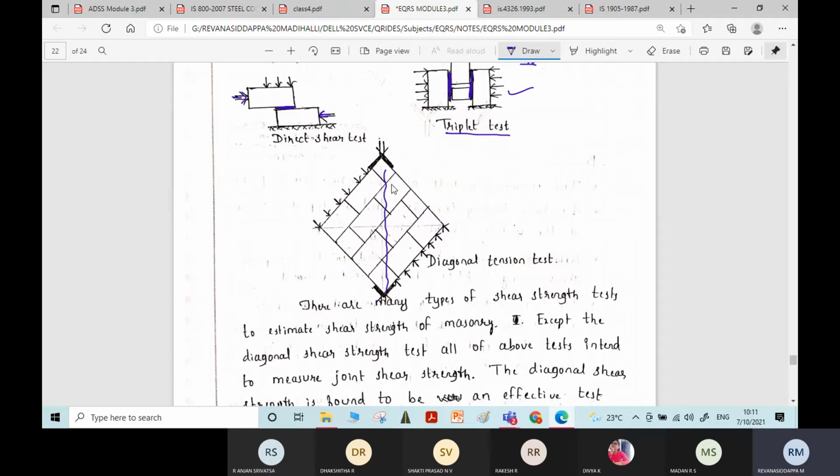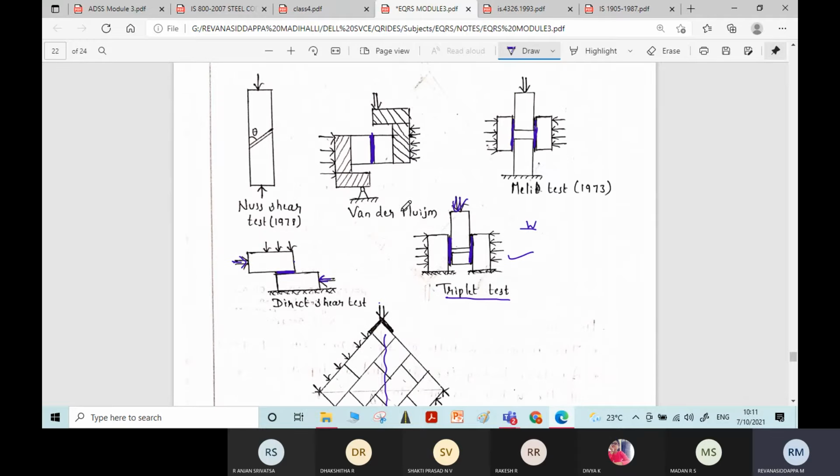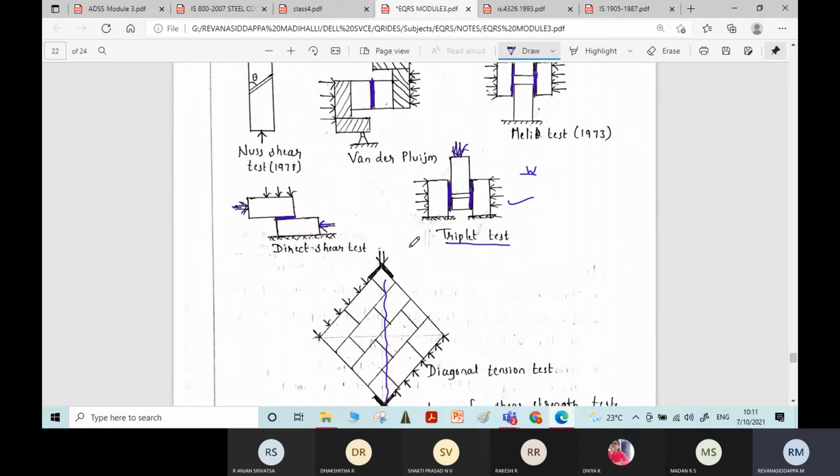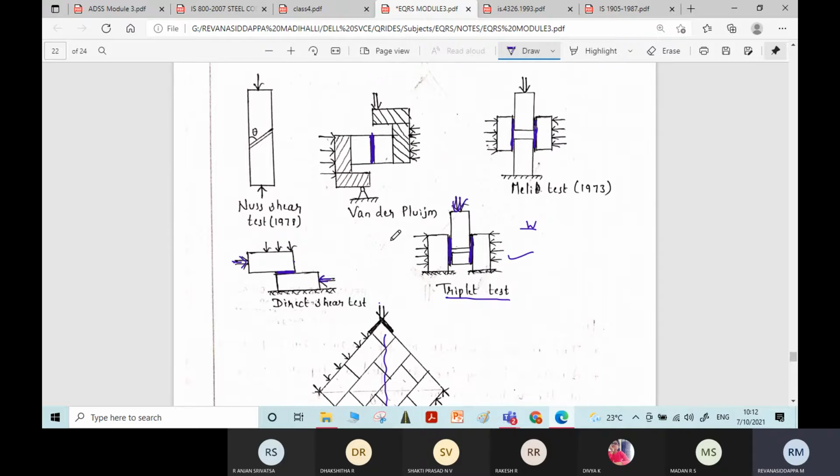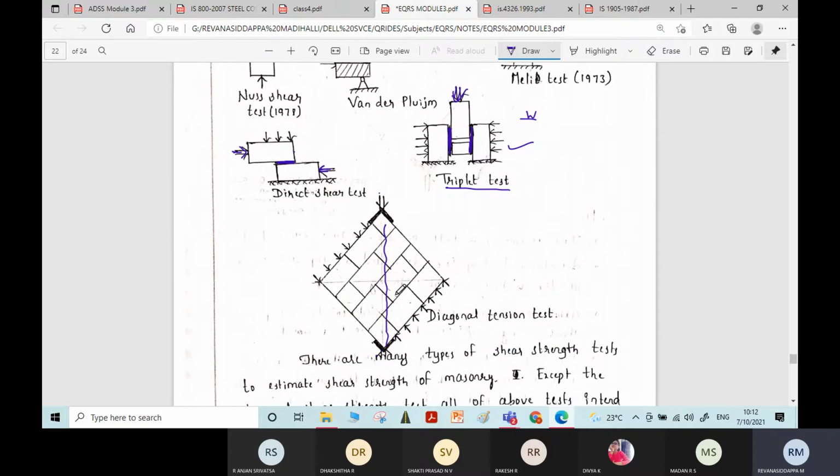Now in this test, whatever disadvantages we had in the previous test are overcome in this diagonal tension test. The combined action of the bricks as well as the mortar and the brick-mortar joint is taken into consideration, and the actual shear strength of the masonry is assessed. So this is the most commonly used test for assessing the shear strength of the masonry.